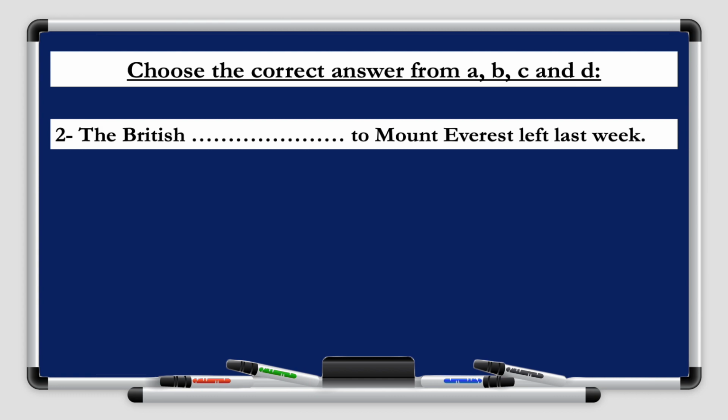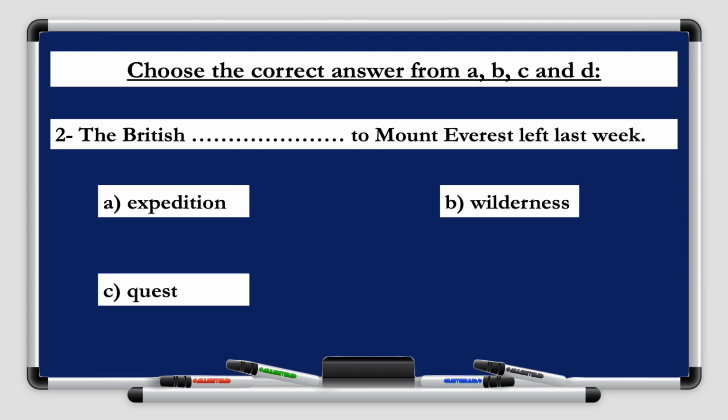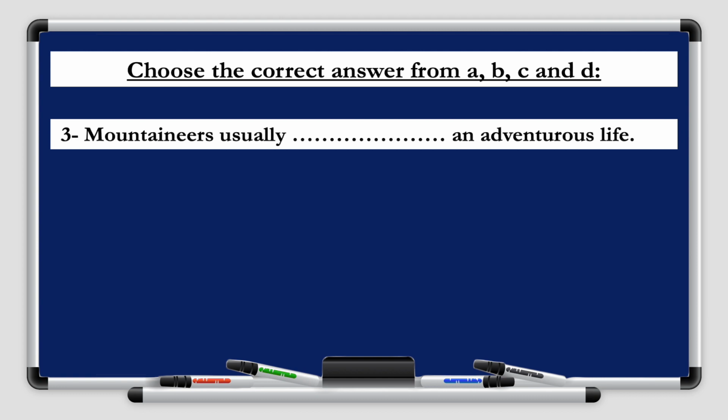Number 2: The British blank to Mount Everest left last week. A group of people. Expedition, wilderness, quest, bond. The British what? A group of British people. So the answer is a group. Excellent. Expedition. Moving on to the next questions.